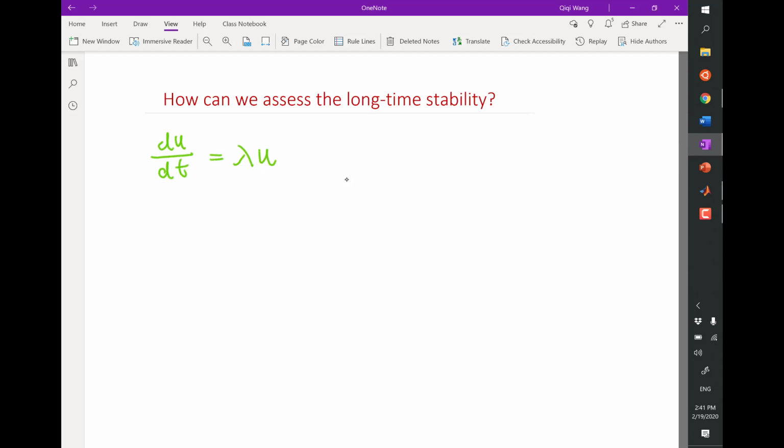If lambda is positive, the solution explodes exponentially, right? If lambda is negative, it converges to 0 exponentially. But how about if lambda is a complex number? When we look at a complex number, we are usually drawing on a complex plane, right? The x-axis is the real part of lambda, the y-axis is the imaginary part of lambda. In which region of this complex plane would this differential equation, if we solve it exactly, be stable?